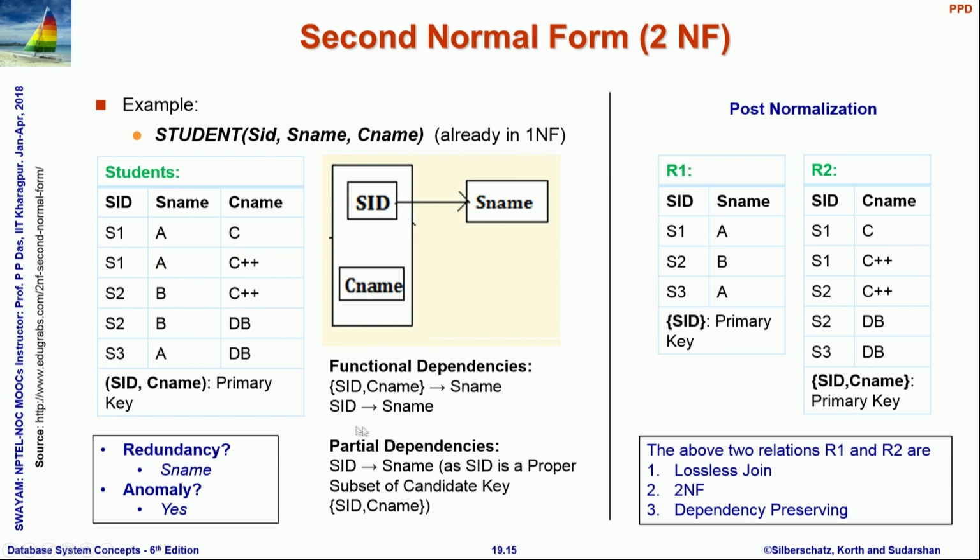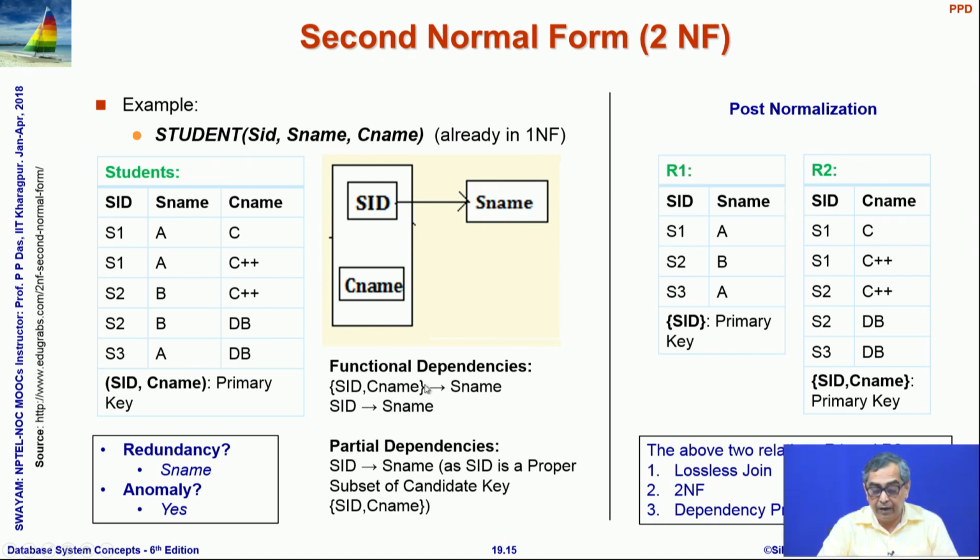So, in this case there is redundancy, and that redundancy is due to the fact that SID determining S name is a partial dependency. SID is a subset of the primary key, and S name is an attribute which is not present in any of the candidate keys. So, it is a non-prime attribute. This is a clear case where we have shown how to normalize and what happens post the normalization.